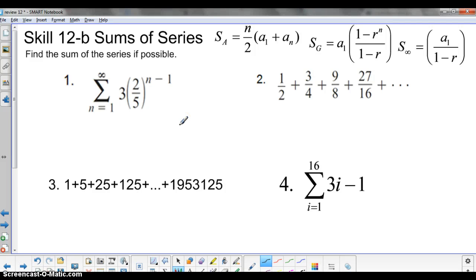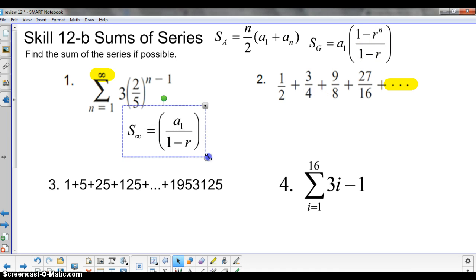Okay, hopefully you've had an opportunity to try those, and let's just go through what the different types are. Well, number 1 and number 2 are common because of the infinite symbol here and then the dot, dot, dot at the end with no term appearing to cap that off. So what do we know about infinite sequence, infinite series? Well, here's the sum rule for it.